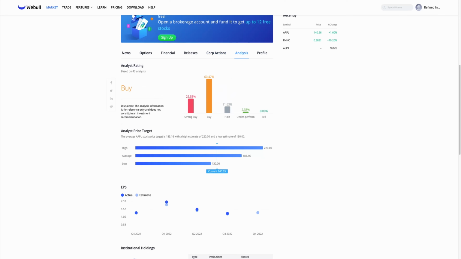Which, to note here, do not trust analysis. You are much better doing your own analysis rather than taking the info here. If they were accurate, everyone would be rich today.